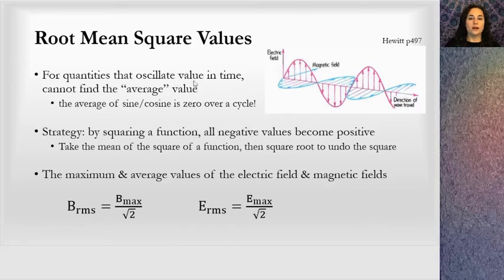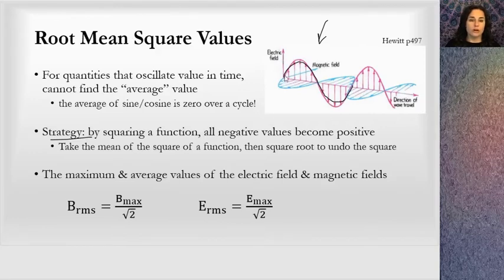For quantities that oscillate in value in time, such as a sinusoidal function, you cannot find an average value by just using the standard average. Because if you look at the average value of, like, this magnetic field over a cycle, the average value is 0. So it doesn't help to average it. And so what do we do? How do we find an average? The strategy is to square the function. And when we square a function, all of the negative values become positive.